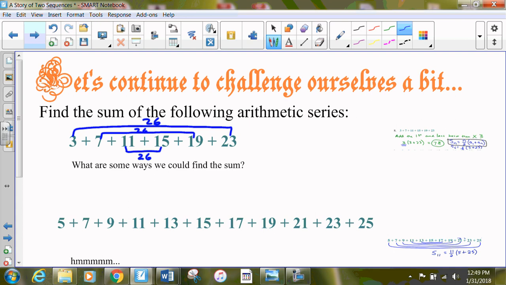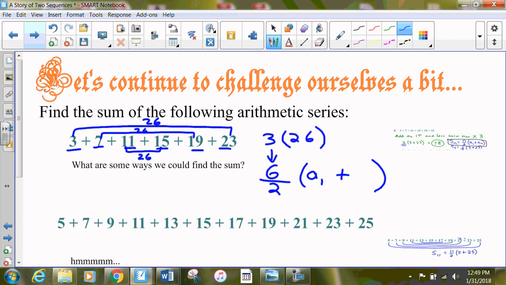So I could find my sum by saying 3 times 26. And that's where our formula for arithmetic sums comes from. This 3 came from the fact that we had 6 terms, right? 1, 2, 3, 4, 5, 6. We're going to look at them in pairs, so we're dividing by 2. And the 26 came from adding the first term to the last term.